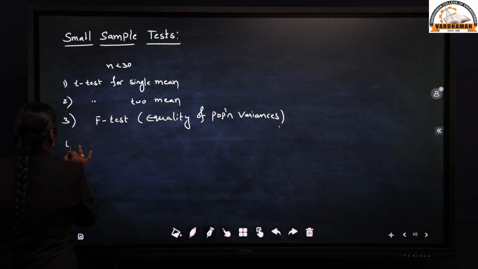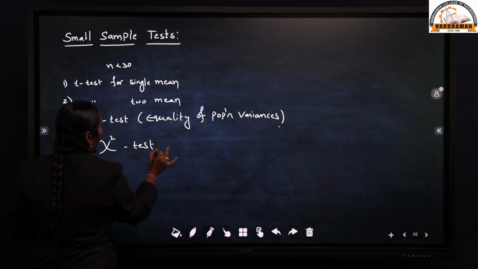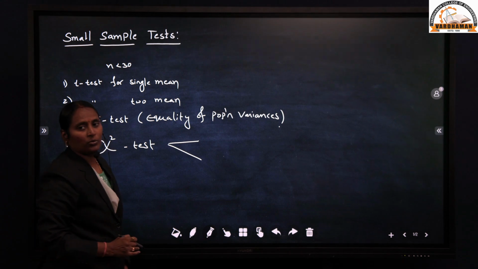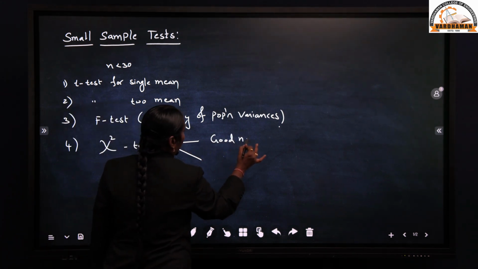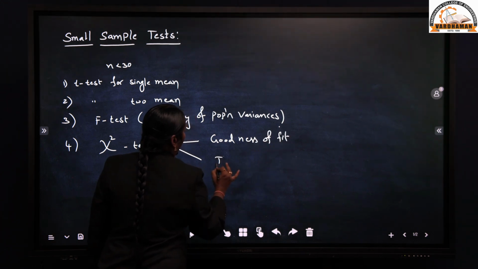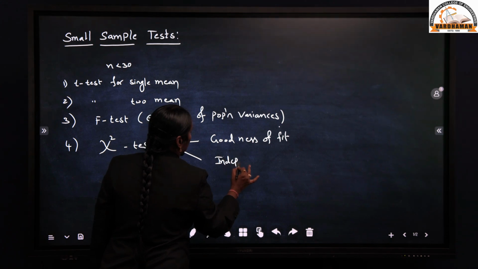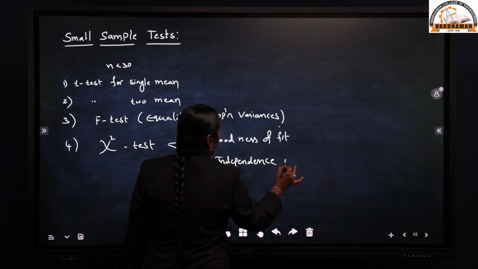And the last, fourth one is the chi-square test. In the chi-square test we have two types of tests again, that is chi-square test for goodness of fit and chi-square test for independence of attributes. These we are going to represent in tabular form. All these are small sample tests.